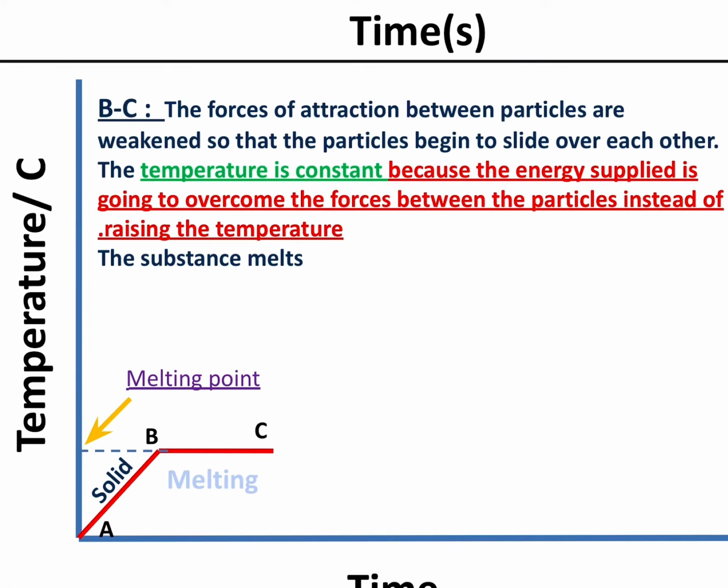Miss, why do we have a fixed line from B to C? Why is it not increasing? Because you have to break down all of the attraction forces, and then raise the temperature. In this case, from B to C, we have solid and liquid material.